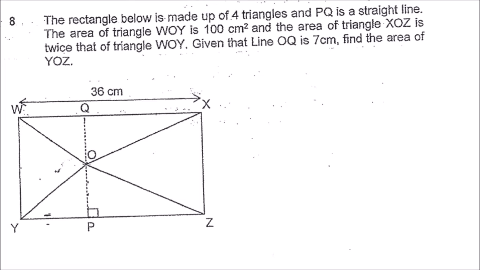Okay, question 8. The rectangle below is made up of 4 triangles. So these are the 4 triangles: 1, 2, 3, and 4. Then we have a straight line PQ, and the area of WOY is 100. So what we can do is that we'll write this down. This will help us to solve the questions later.